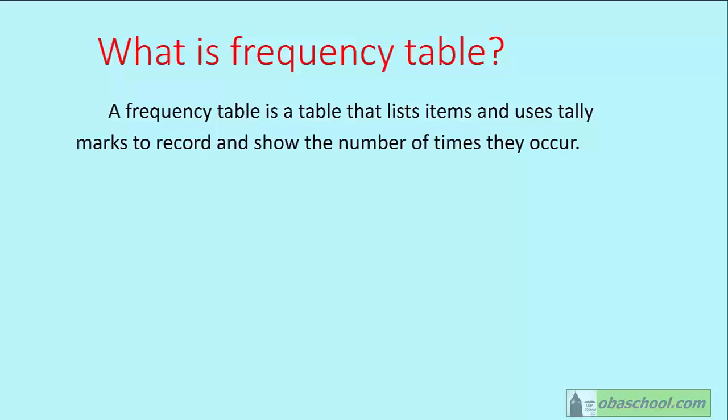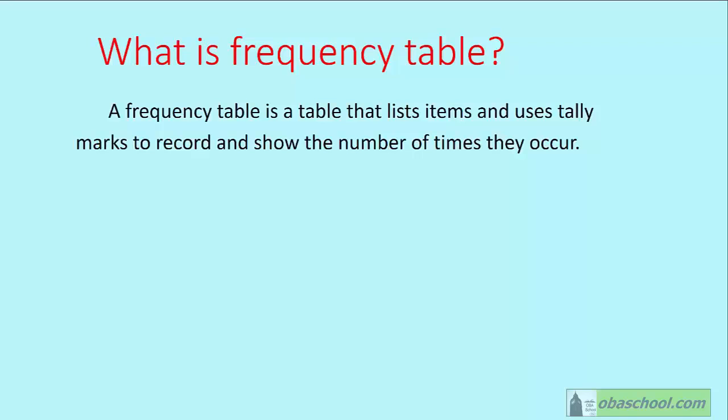A frequency table is a table that lists items and uses tally marks to record and show the number of times they occur. So it is basically where your data is grouped, and they are used through tally marks in order to count them and show the results.